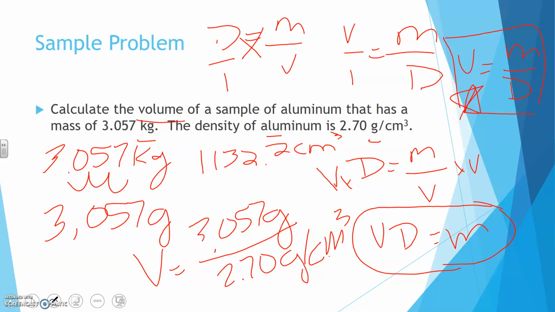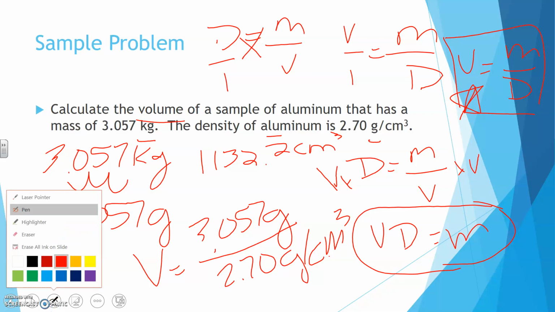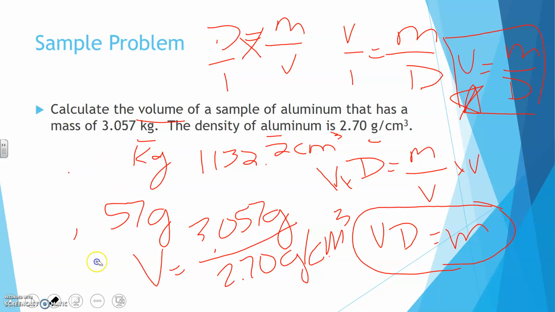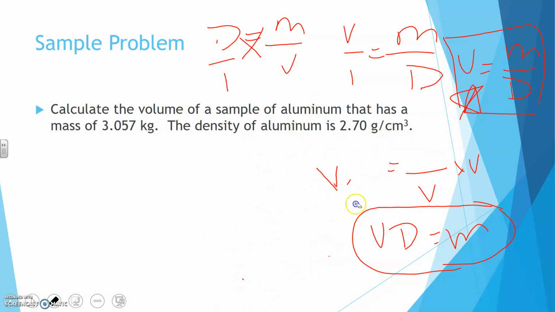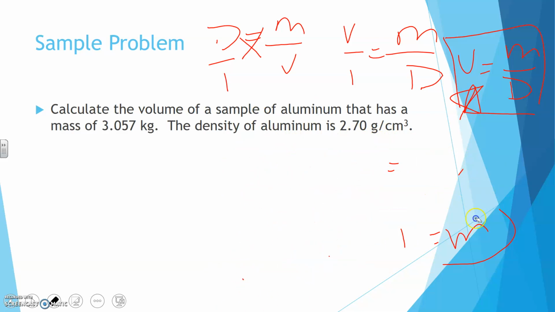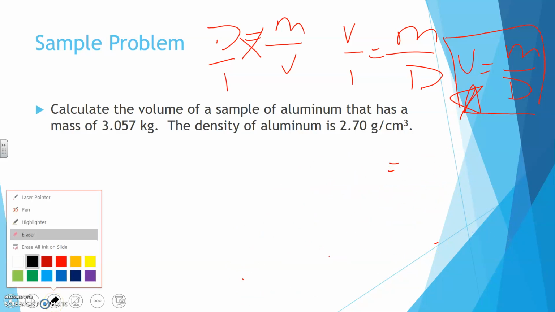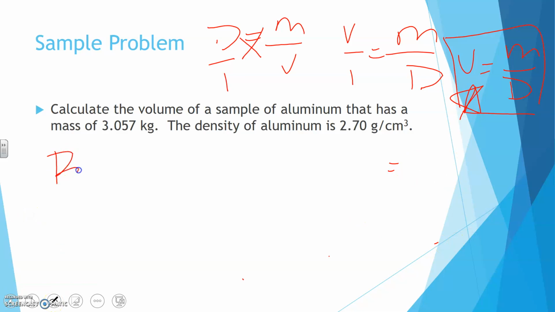So 1,132.2 centimeters cubed. Now, again, if you don't want to manipulate your formula, you are perfectly welcome to just go ahead and plug your numbers in. Again, you do have to be sure that you've got your units correct and all of that stuff. But if you wanted to do it that way, you could just do your density.